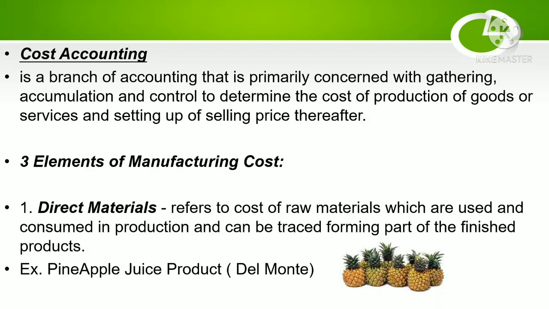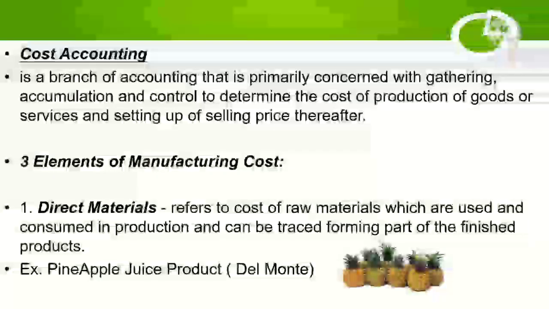So another branch of accounting is cost accounting. Cost accounting is a branch of accounting that is primarily concerned with gathering, accumulation, and control to determine the cost of production of goods or services and setting up selling price thereafter. Actually, cost accounting is one of the subjects in college under the Bachelor of Science in Accountancy curriculum. Basically, what you are supposed to learn is how to cost a product.